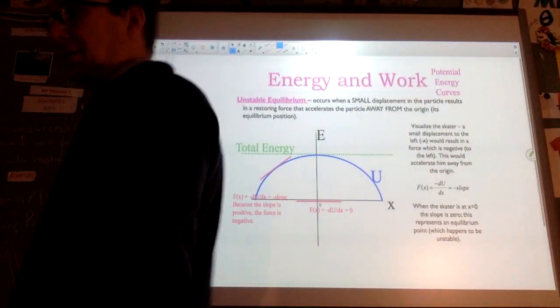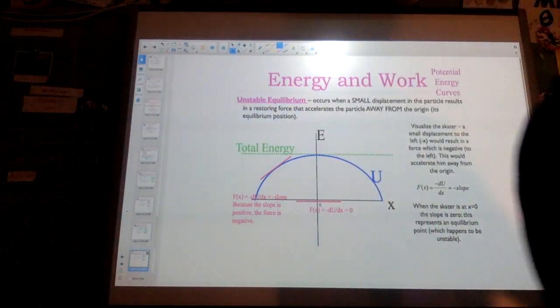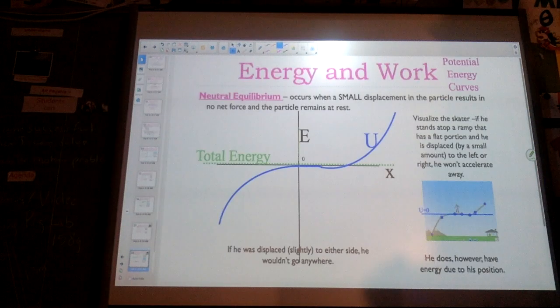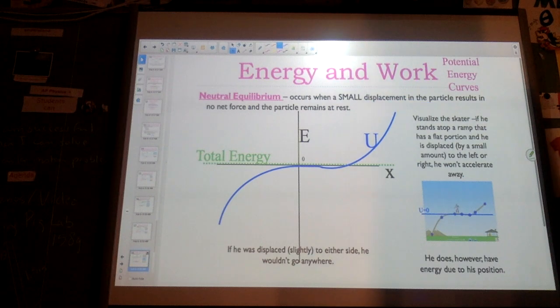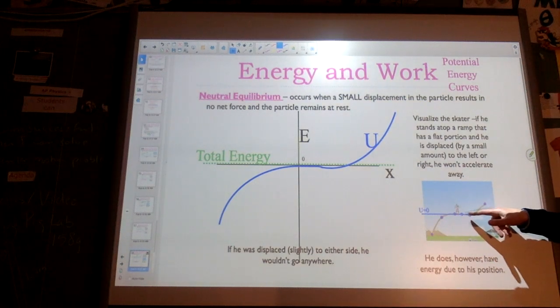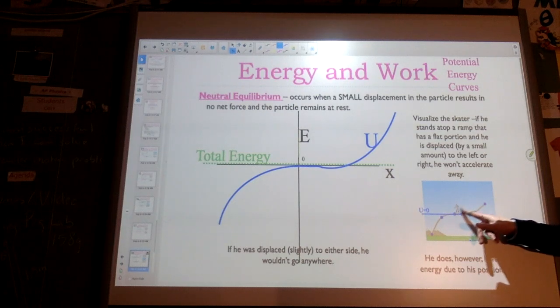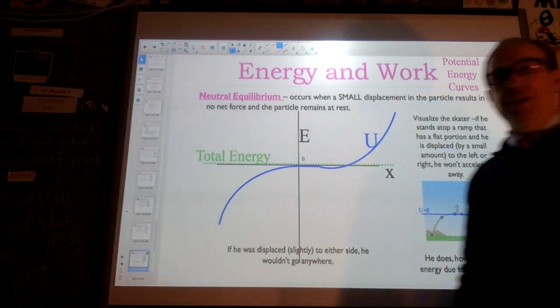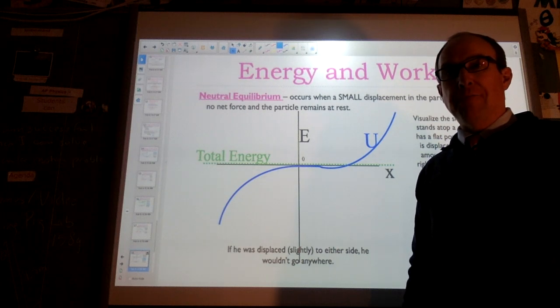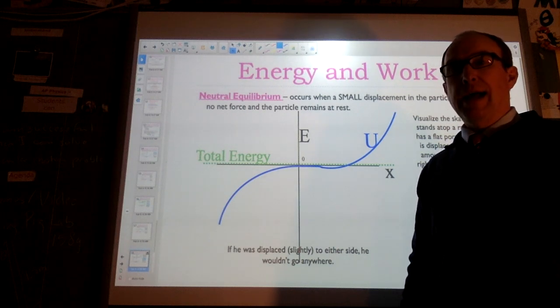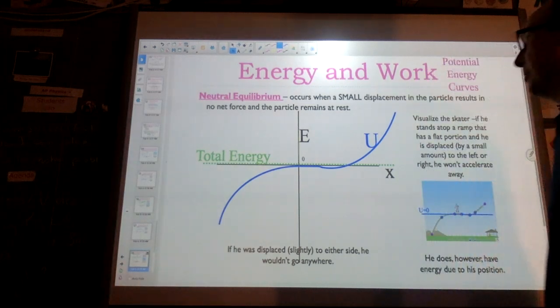So that would make this unstable. So a neutral equilibrium is going to mean when you have a small displacement and there's going to be no force. So if we look at the skater here, if I displace him a little bit one way or another, my slope is still 0. The negative of the slope is my force, and my force is 0, then I'm in equilibrium.